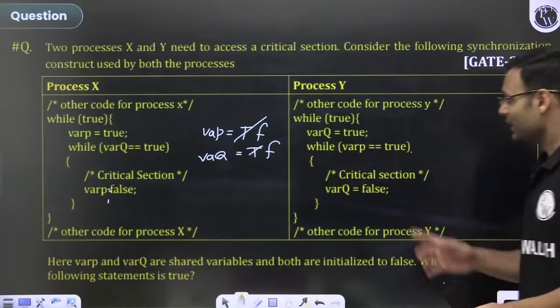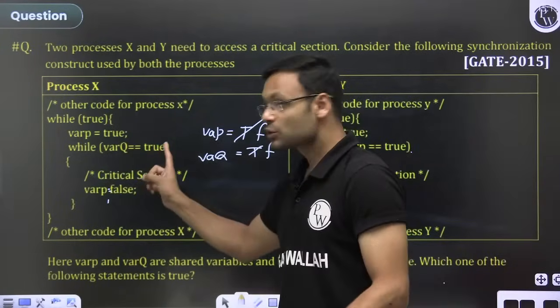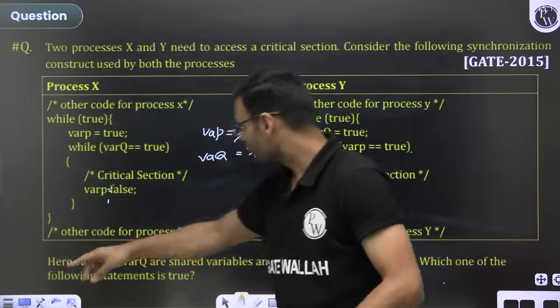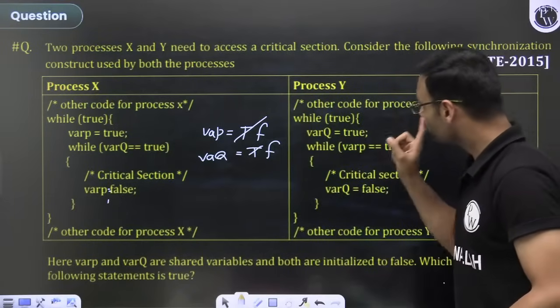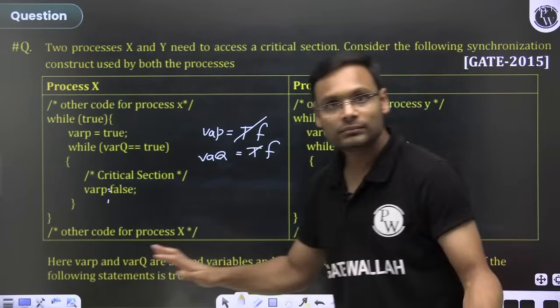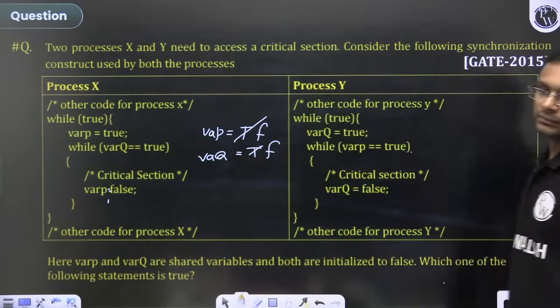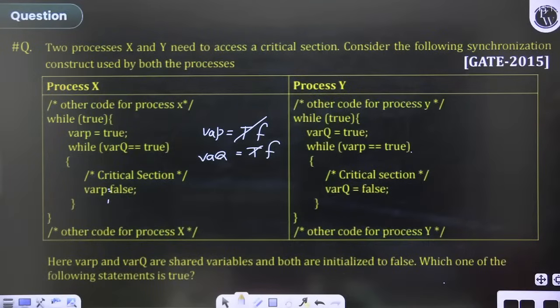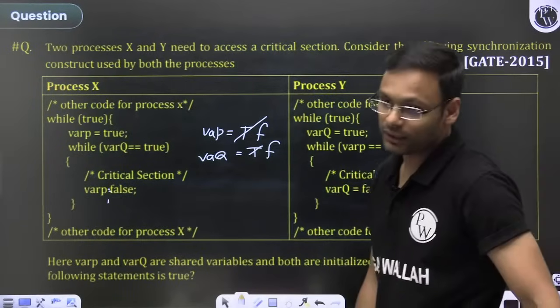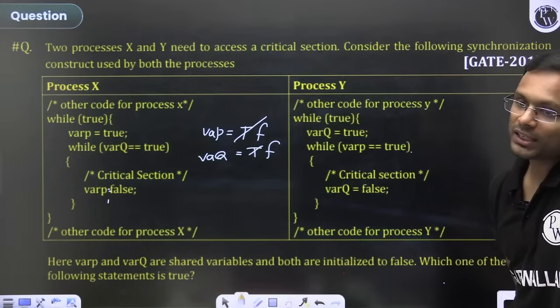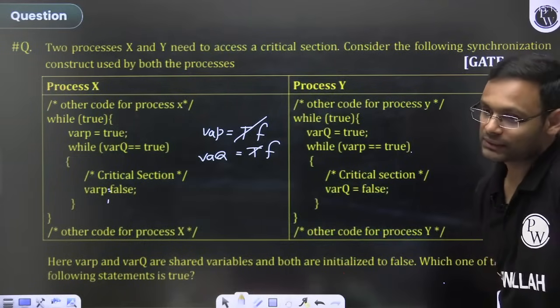Once this one executes, variable q equals false. What happens? Now variable q equals true, no, it will come out. Variable p is equal to true, no, come out. Done. So no infinite loop here. But for sure mutual exclusion is not there.